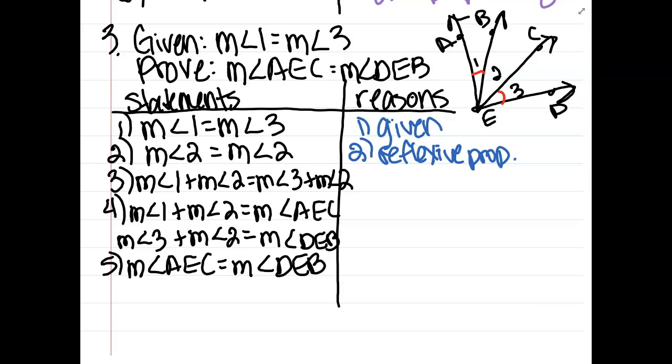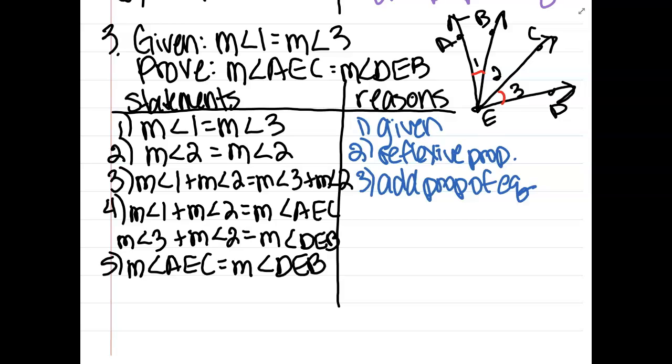Okay, they added the measure of angle 2 to both sides. Do you guys see that? I know it's hard to see sometimes, right? Because there's a lot of m's and angles and stuff. But they took the measure of angle 1 equals the measure of angle 3, that first statement, and they really just added these together, right? The measure of angle 1 plus the measure of angle 2 equals the measure of angle 3 plus the measure of angle 2. This is the addition property of equality. That's all that is.